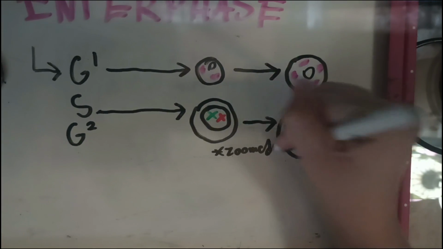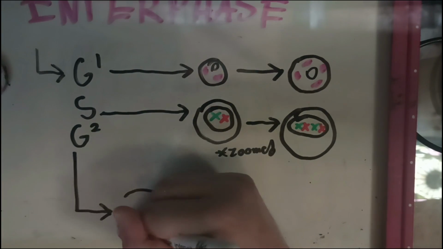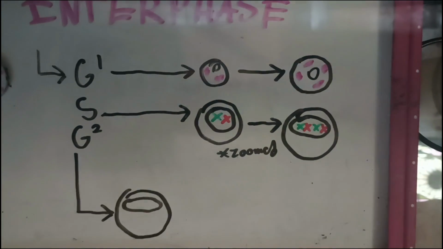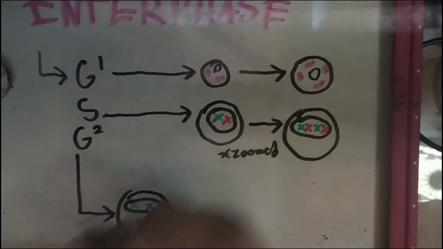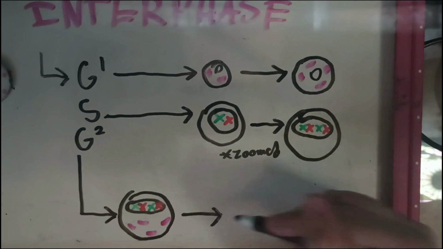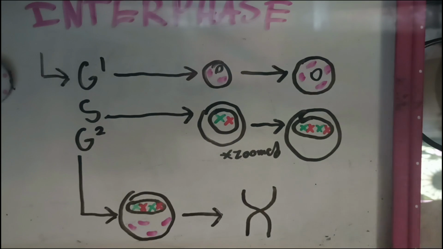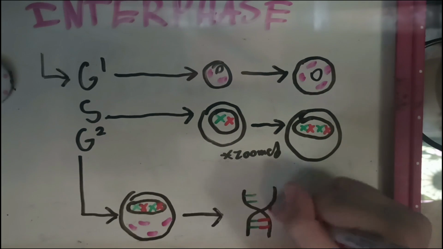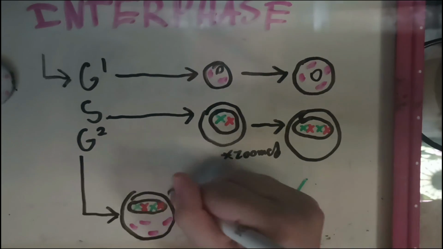The last part of interphase is known as G2. In this stage, the cell continues to grow, but more importantly, it double checks for any errors that may have occurred during DNA replication. After interphase, the cell will be able to start division.